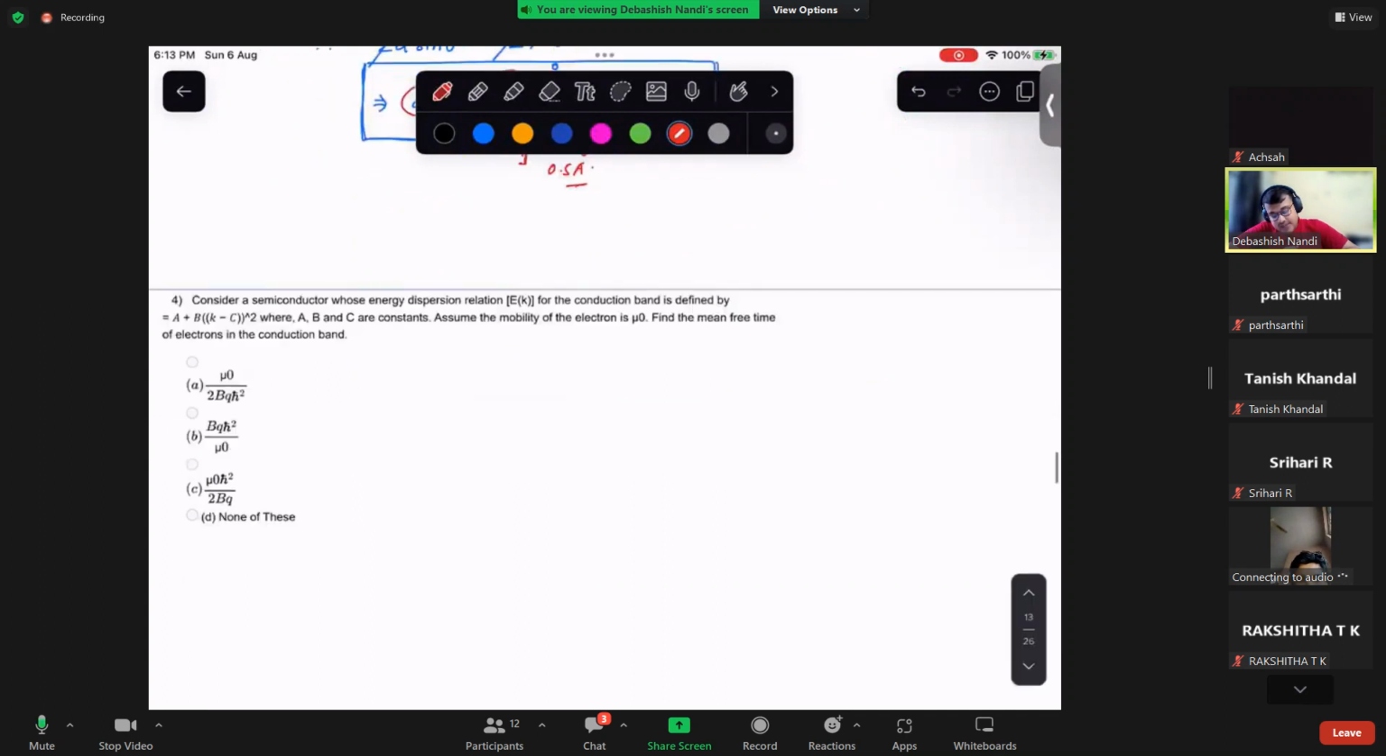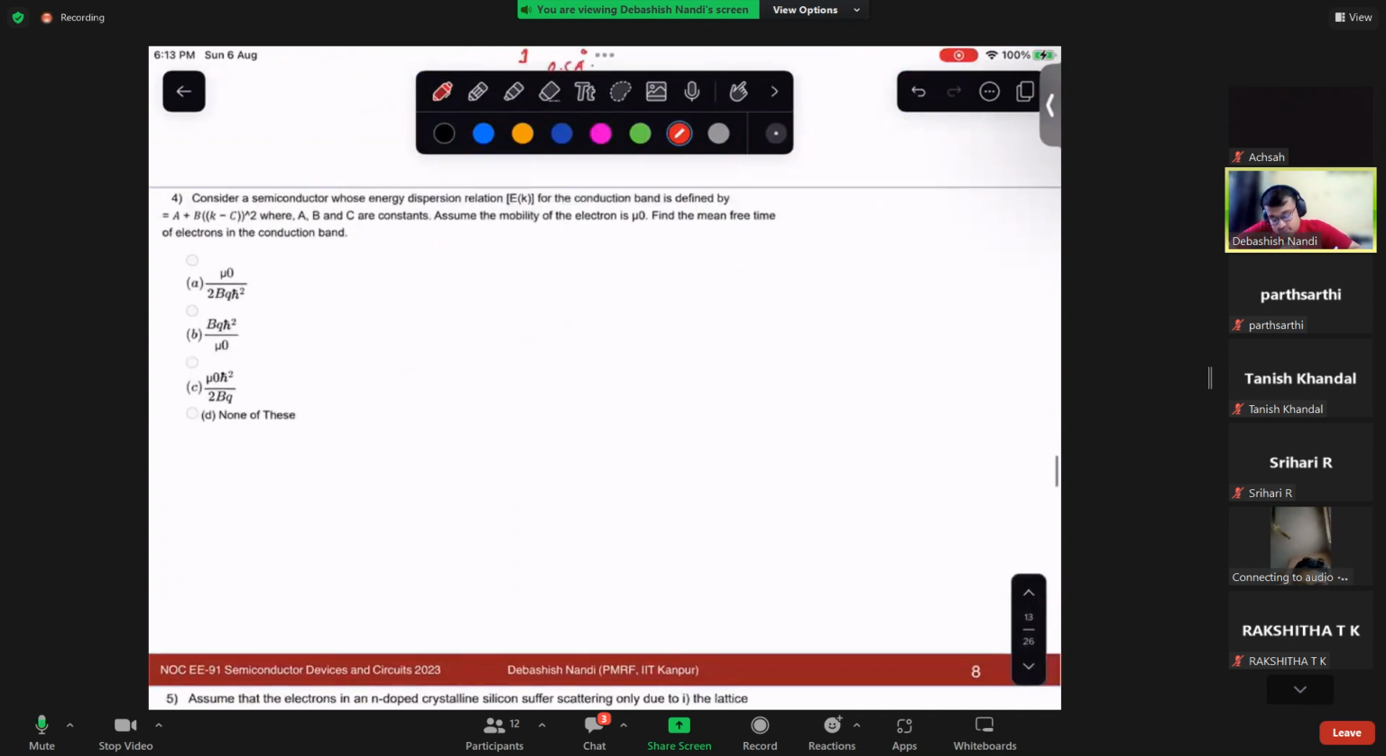Okay, so let's move on to the next problem. Consider a semiconductor whose energy dispersion relation is this. Energy dispersion relation, or any dispersion relation, abbreviating it as DR, is a relation between omega and K. And energy dispersion relation is a relation between E and K, where E is energy. So E of K is given as A plus B times (K minus C) squared.